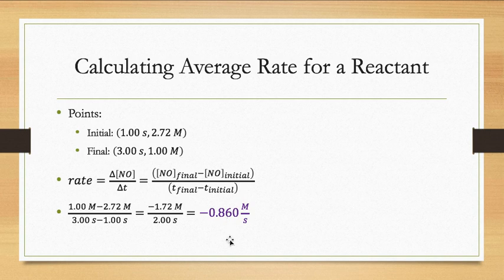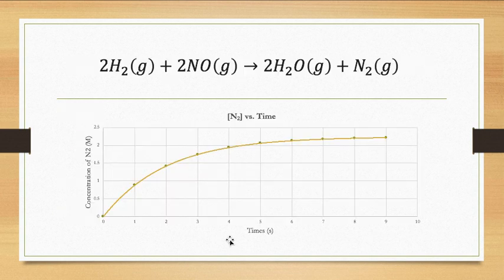Again, it makes sense that it's negative because we're losing NO. NO is getting used up. So if we're considering how much NO is there, we have a negative change. We're losing NO. On the other side, though, we could take a look at N2.